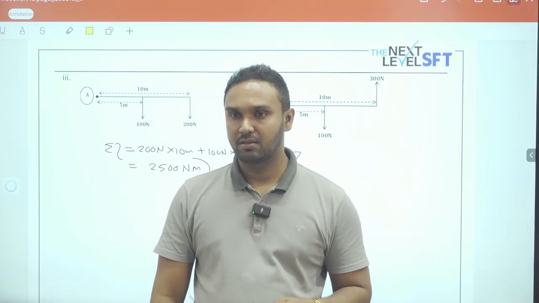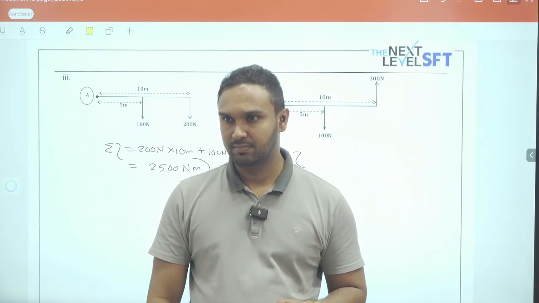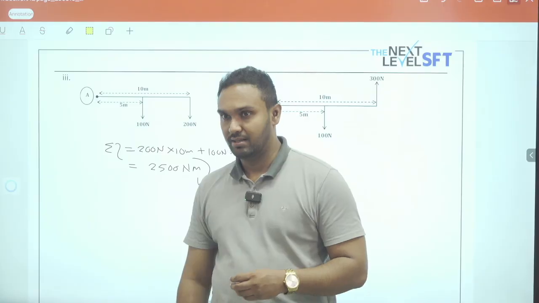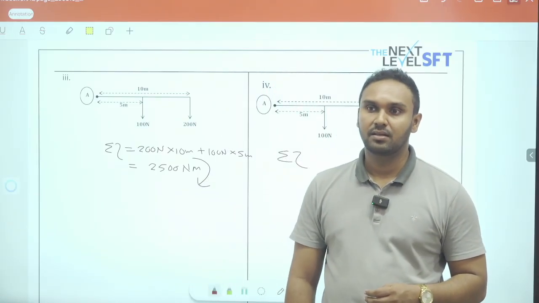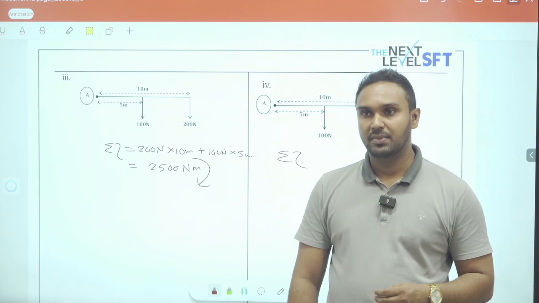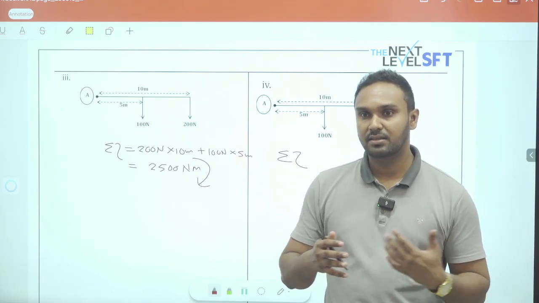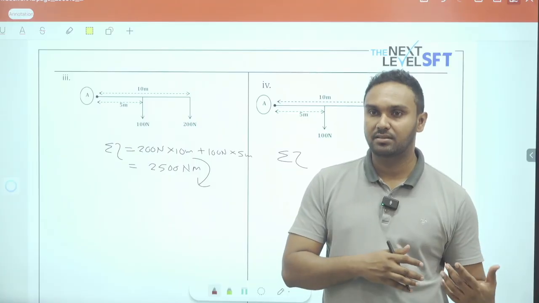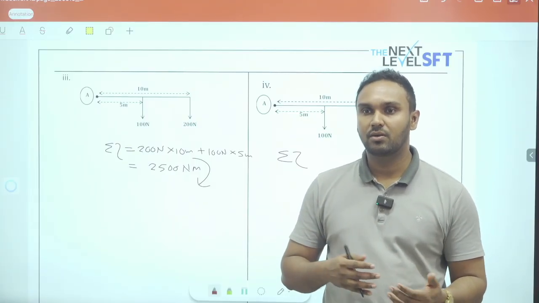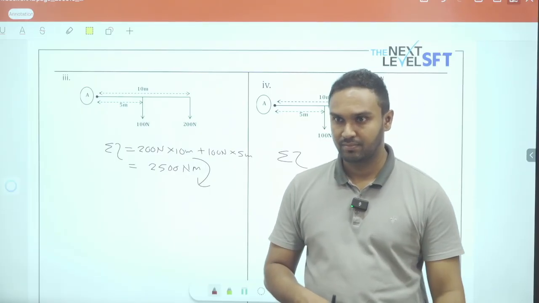Anti-clockwise plus, clockwise minus. Minus means the direction, because the minus values or the clockwise values are greater. That's why the final answer is minus. So that means the resultant should be towards the minus direction or the clockwise direction. So it's moving clockwise. Get it?